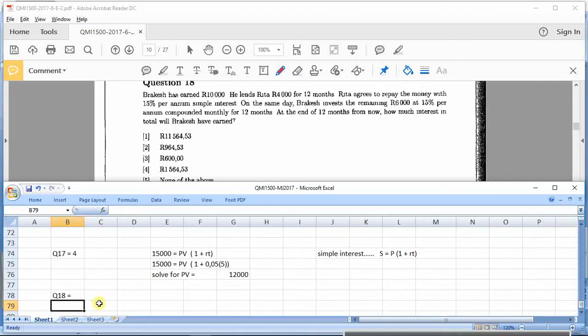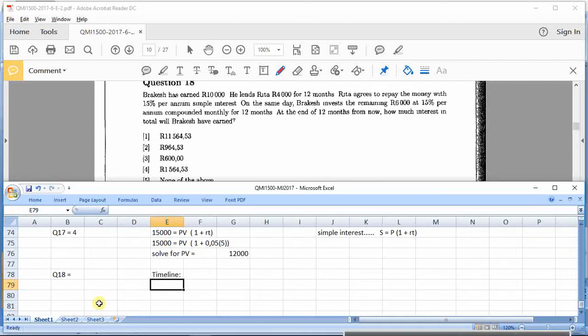Okay, 18. B has earned 10,000. He lends R4,000 for 12 months. R agrees to pay the money with 15% simple interest. On the same day, B invests the remaining 6,000 at 15% compounded monthly. At the end of that, okay, so that timeline. When you read all the stuff, it's getting confusing. Draw a timeline when it's long and fancy like this. Okay. Right, so T0, T1, T2, T3, T4, T5, T6, T7, T8, and so on and so on. Okay, let's put everything on the diagram.